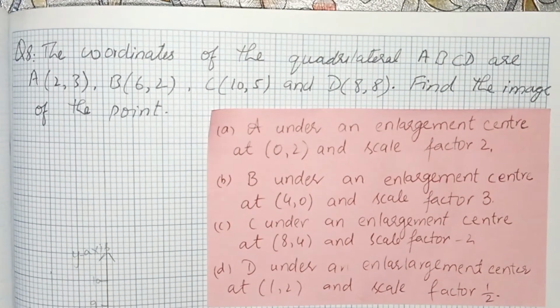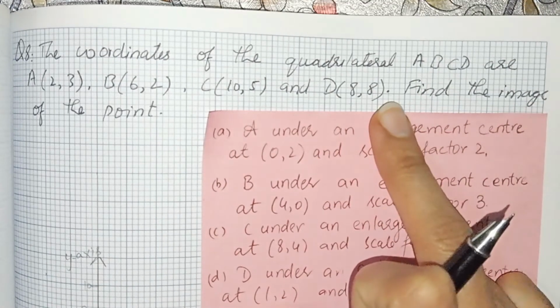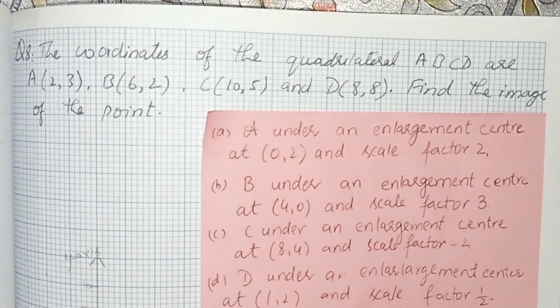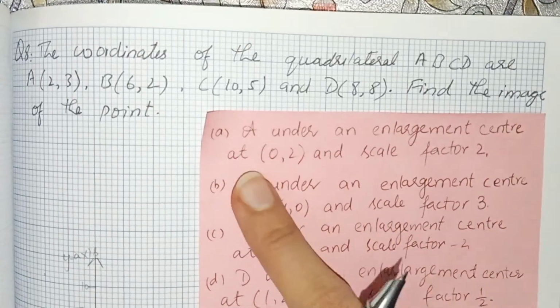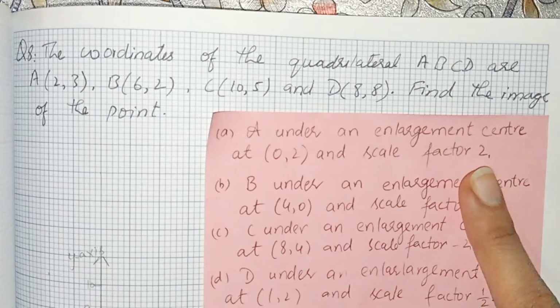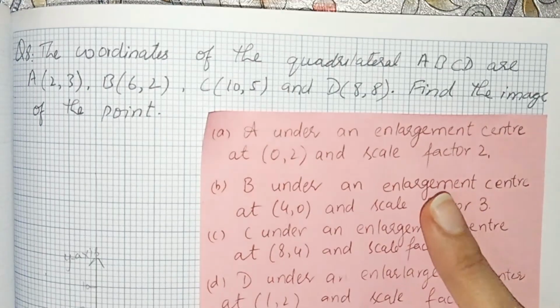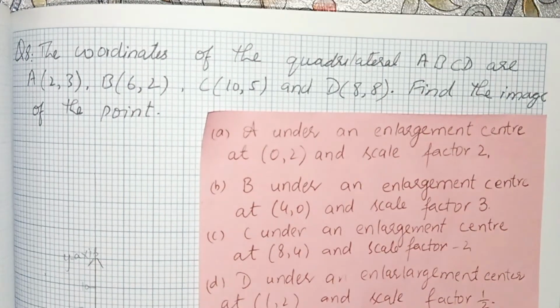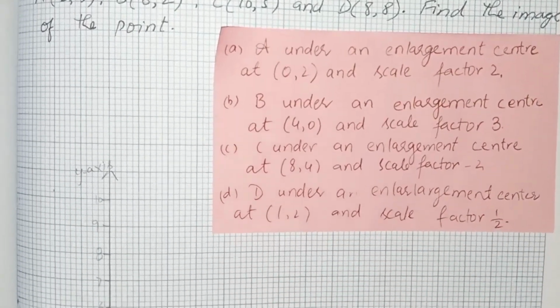Now students, question number 8. The coordinates of the quadrilateral ABCD are given. We have to find the image of these points. First we are given the point A under enlargement with center (0, 2) and scale factor 2. Now we have to find the image of this point. First we have to draw the quadrilateral, then we have to find these images. And there are 4 parts of this question.